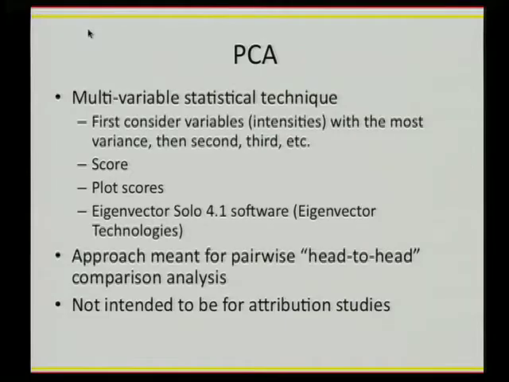PCA is a multivariate statistical technique that first considers the variables, in this case the intensities of your elements or your isotopes, with the most variance. So we're looking at the entire data set. And then it considers variables with the second most variance, and on down until you've covered all of the variance. It gives a score, which can be plotted, and we tend to use software to perform this analysis for us.